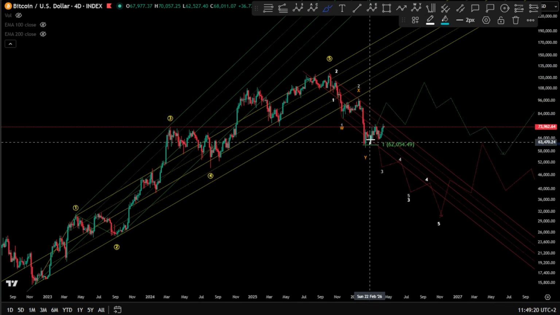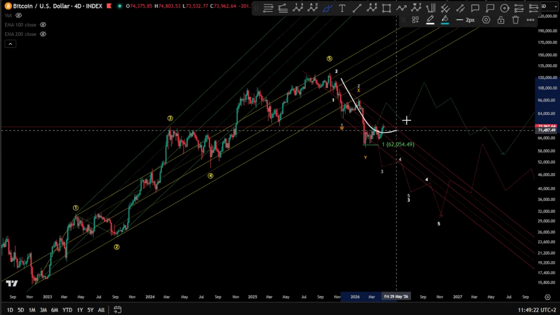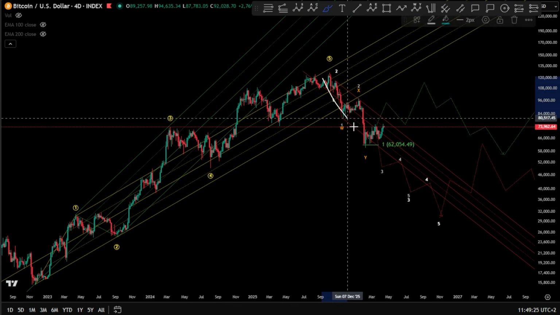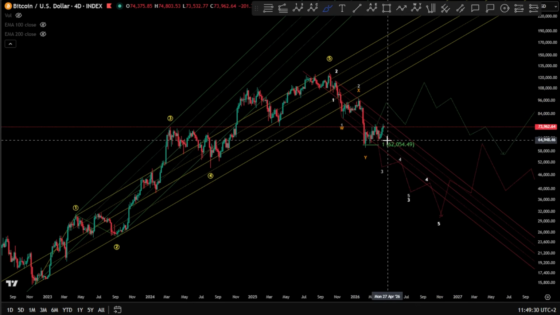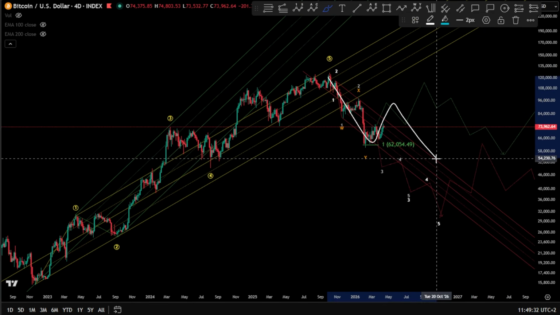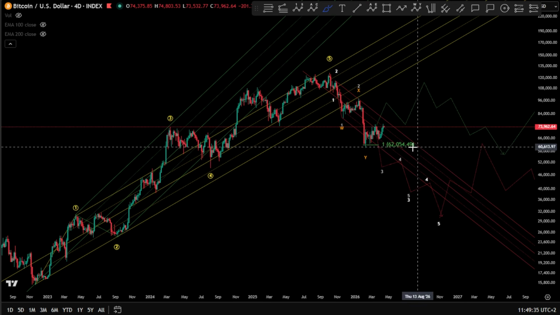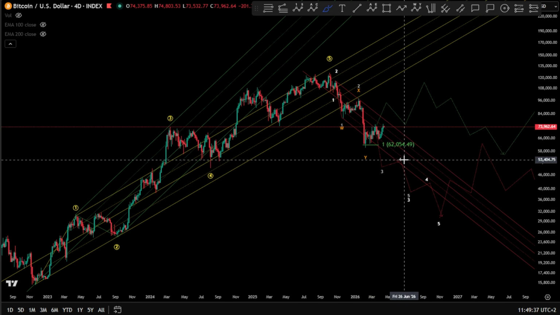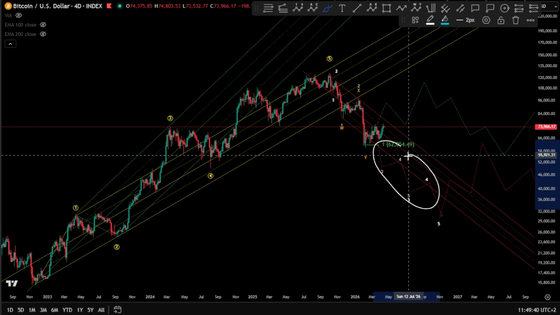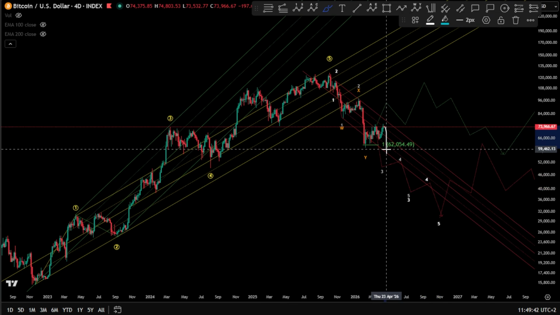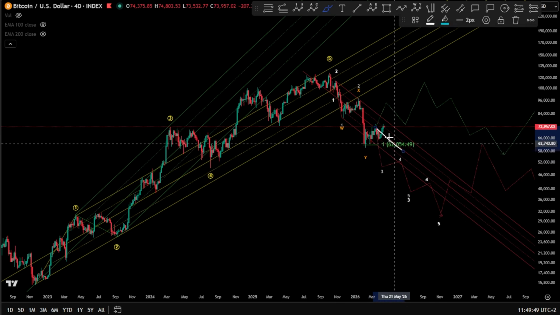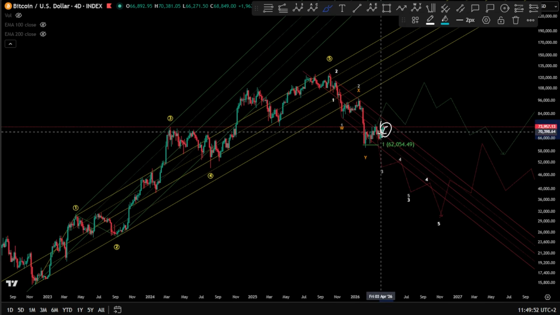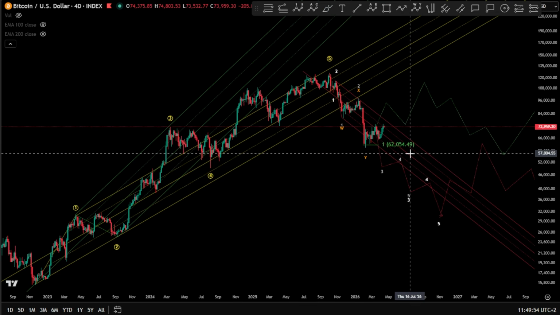Now, what is exactly the potential of this ABC? It can be, of course, a regular flat. It can be several probabilities, like an expanding flat or even a triangle here, or a WX and a wave Y. So we're going to talk about it also in detail. Now, the deep correction is a very, very far possibility, guys, so I'm not going to waste your time with it. Before we break this low, it's impossible to be in a deep bear market, especially as the base channel is broken decisively and we push toward the upside here inside the base channel.